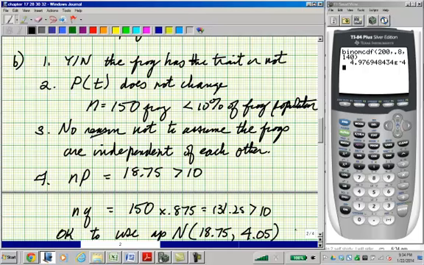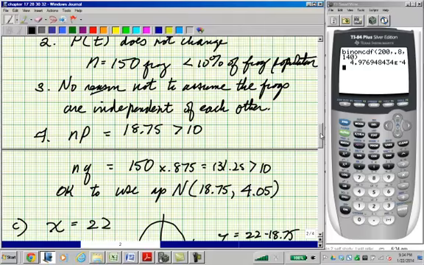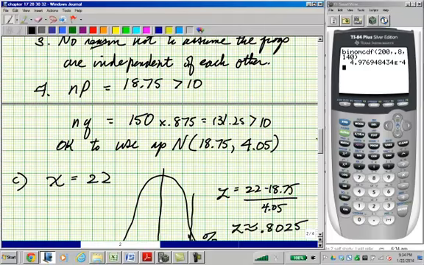Okay, so number 4, NP equals 18.75, which is greater than 10. And NQ is 150 times 8.75, which is 131.25, which is also greater than 10. So it's okay to use the approximately normal model of 18.75, 4.05.